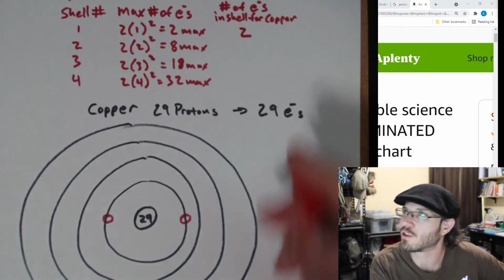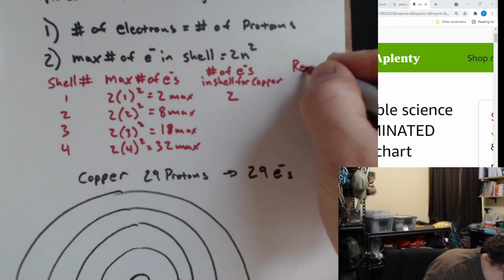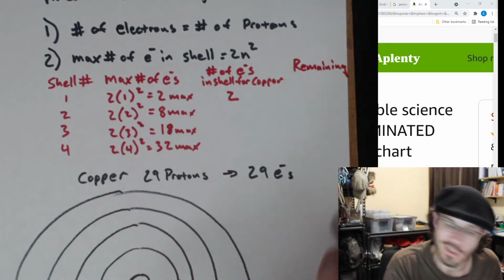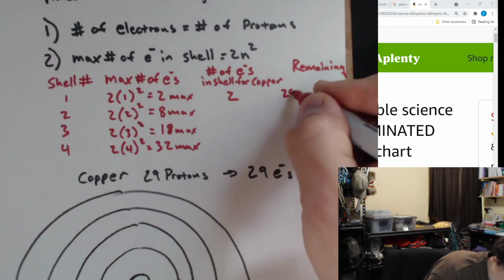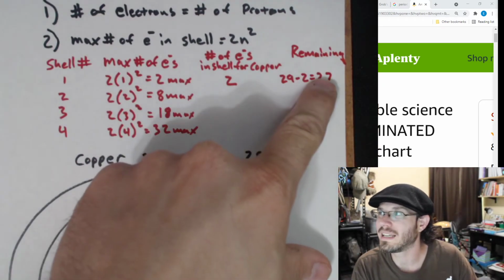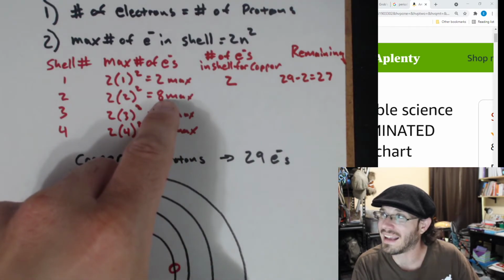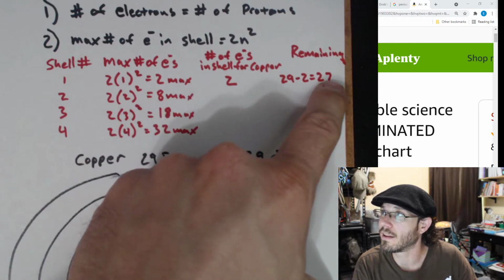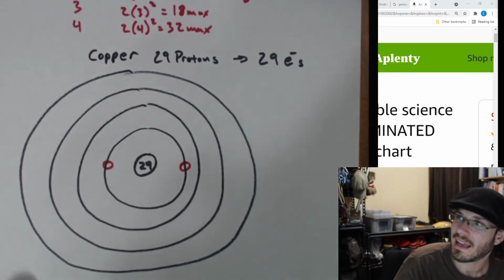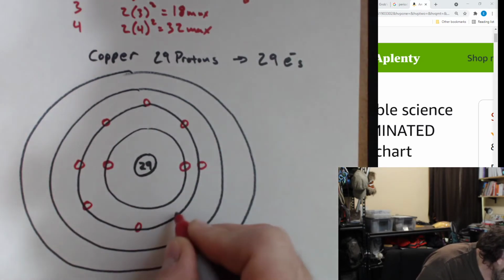Okay, what about the remaining electrons that we have to stuff into these other shells? Let's go ahead and set up another column for that. Remaining is going to be 29 minus 2. All right, let's go on to the next shell. We have 27 electrons remaining that we have to stuff into these next shells. Shell number 2 can only hold a max of 8. So out of the 27, 8 of them will go here. That's going to look like 1, 2, 3, 4, 5, 6, 7, and 8.